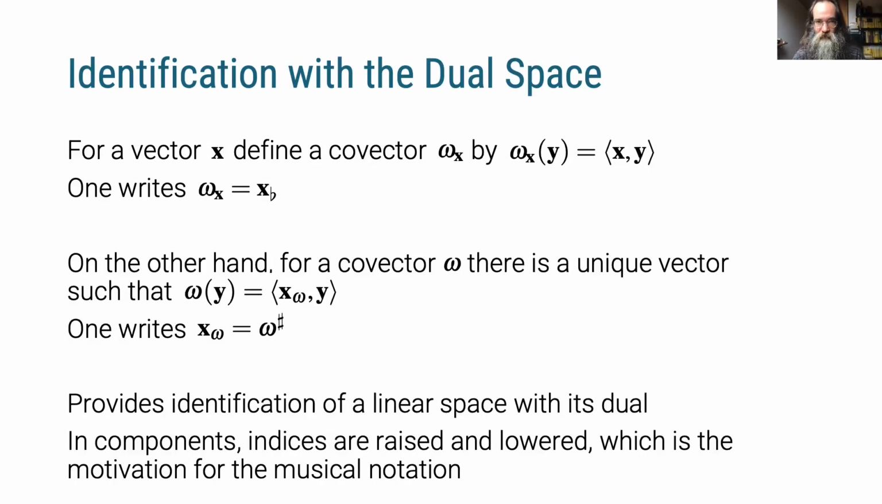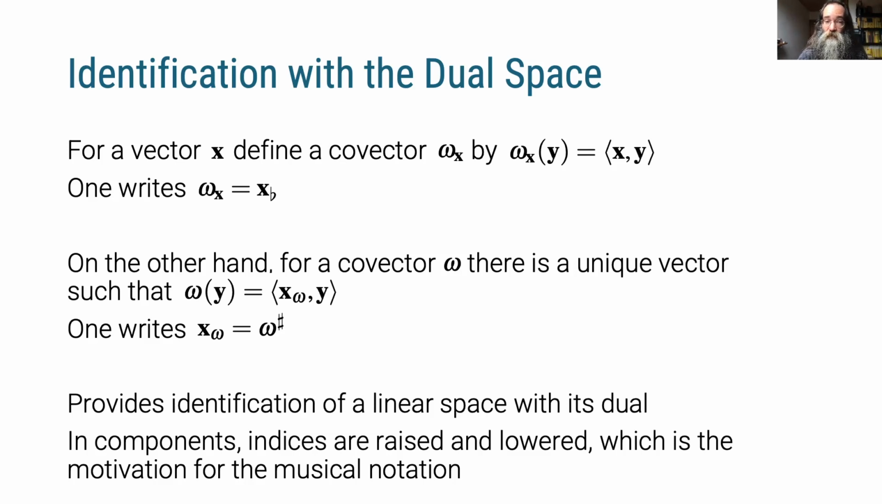So every finite dimensional linear space has a dual space, and this dual space actually has the same dimension, but there is no mapping between these two spaces that is in some sense singled out. If we, however, have a metric, then we have such a mapping. And this can be seen in one direction by, if you have a vector x, you can define a covector omega x by letting omega x act on y by simply taking the inner product of x and y. And by the properties of the inner product, which is bilinear and therefore linear in the second entry, this is a linear functional and therefore an element of the dual space. And one writes omega x is x flat.